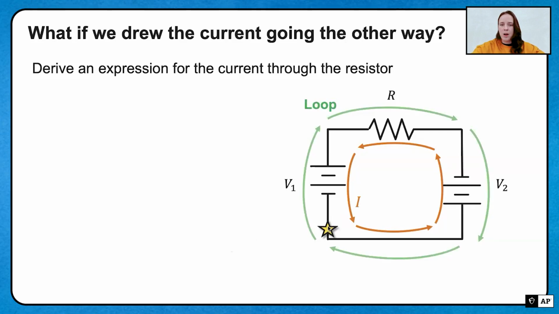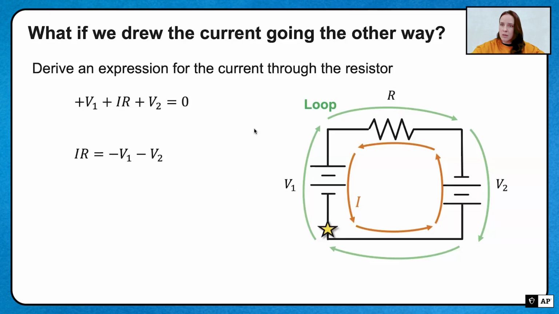So if I follow my loop, I hit V1, so I get that boost. But this time when I get to my resistor, my loop is in the opposite direction that I have drawn my current. So that gets a positive voltage contribution from that resistor. Since I'm traveling in the opposite direction of the current, I get a plus IR. And then I come to my battery number 2, negative to positive, that's a boost. So that gets a plus V2, and then back to where I start equals 0.